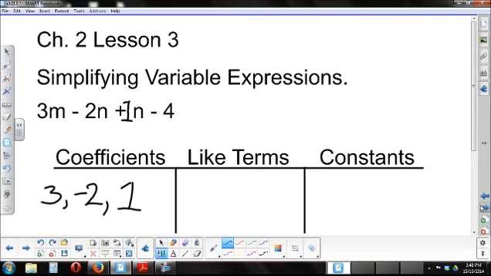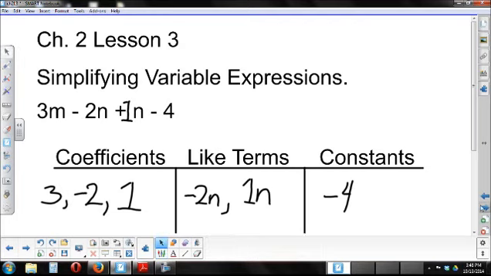It's that Ninja 1 who's always hiding. Like terms. Well, let's see here. We've got an m, and we've got two terms with n's. So the like terms are negative 2n and positive n, or 1n, if you count that Ninja 1. And constants, this expression has one constant. It is negative 4. Why don't you try a couple of these on your own?